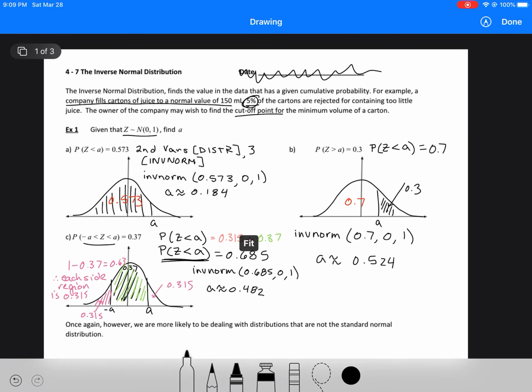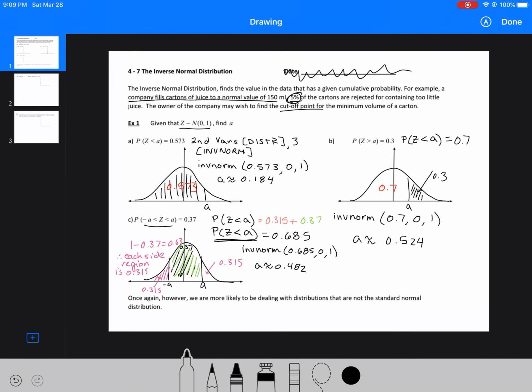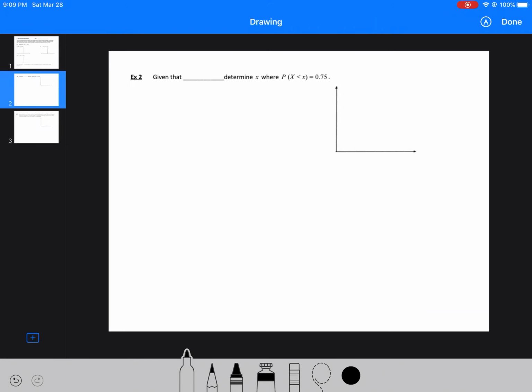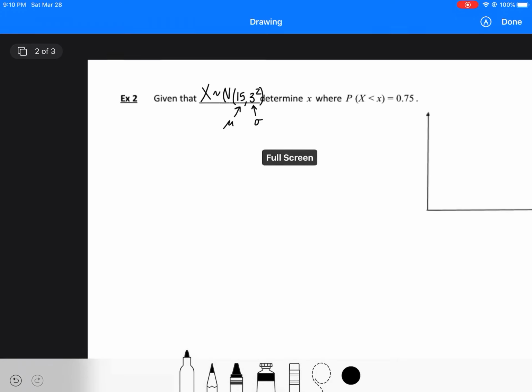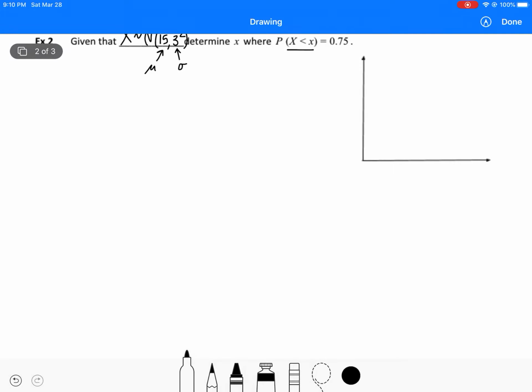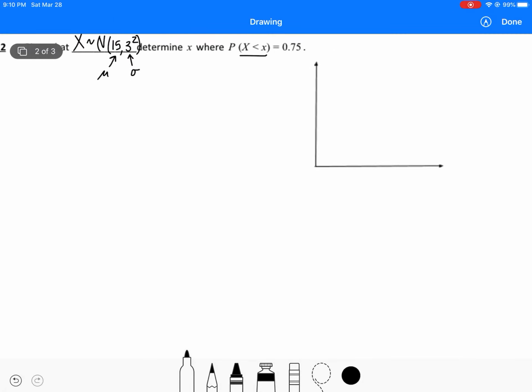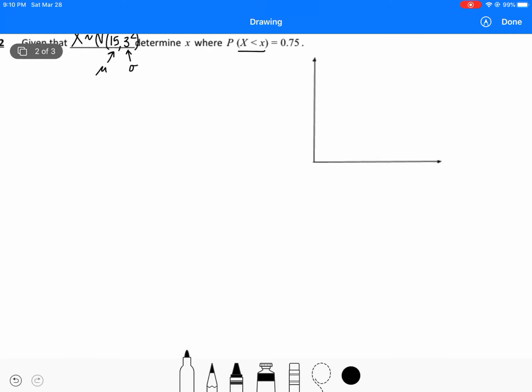These examples all deal with the standard normal distribution. However, we are much more likely to be dealing with distributions that are not the standard normal distribution. And so we're going to look at an example for that. So given that we have this normal distribution with, remember this is our mean, and then we've got 3, this is our sigma, our standard deviation. We're going to try and figure out x, where the probability that X is less than x is 0.75.